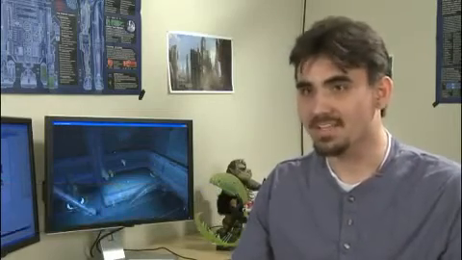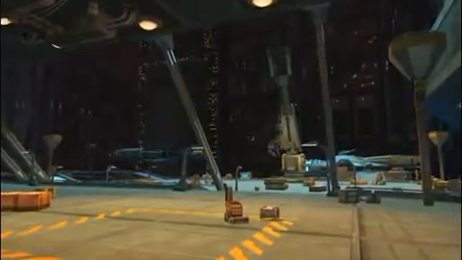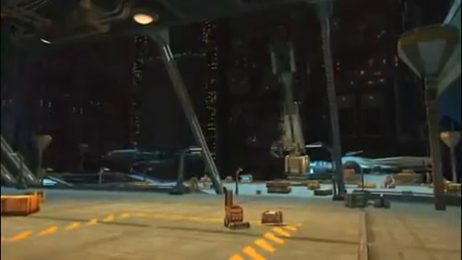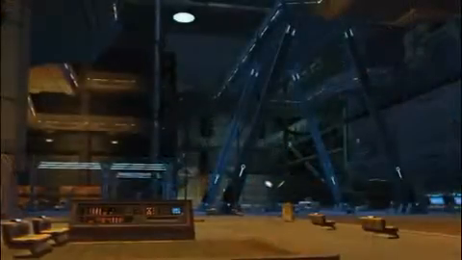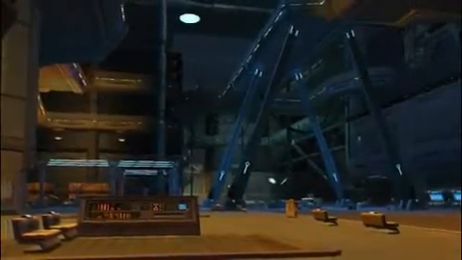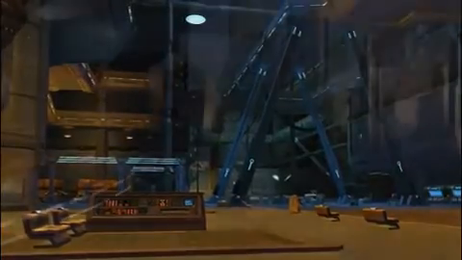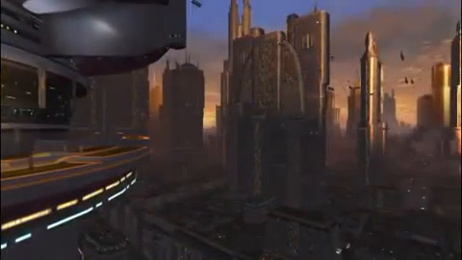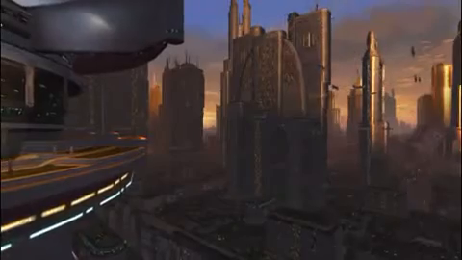Coruscant is one of the most iconic planets of Star Wars. It's an entire planet covered in city that's kilometers deep. And it's been that way for thousands of years. So it's got a lot of history, and it has a massive amount of infrastructure, and millions and millions of people live here and go about their daily lives.